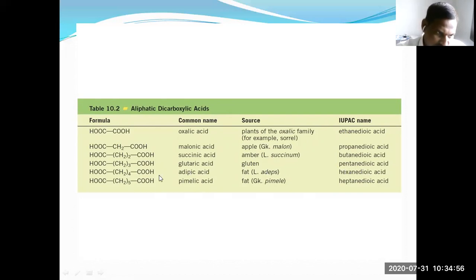In this dicarboxylic acid, 6 carbons are present. That's why hexane dioic acid. The common name is adipic acid. Whereas in this dicarboxylic acid, 7 carbons are present. So heptane dioic acid.